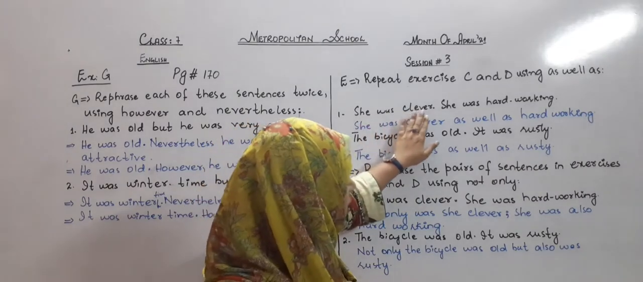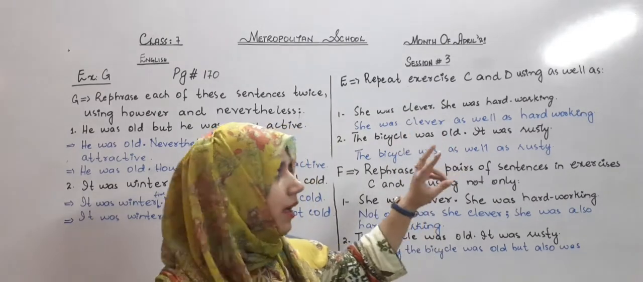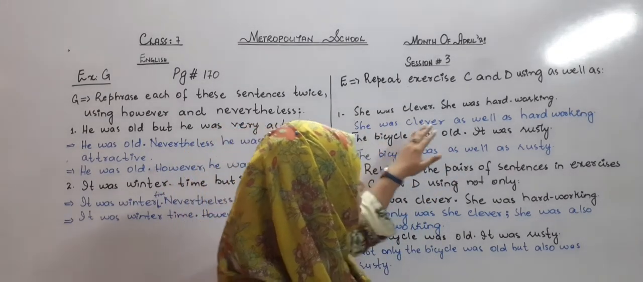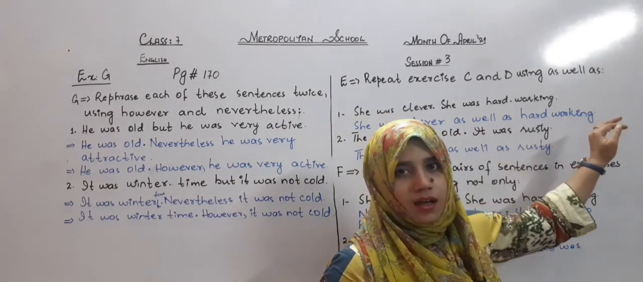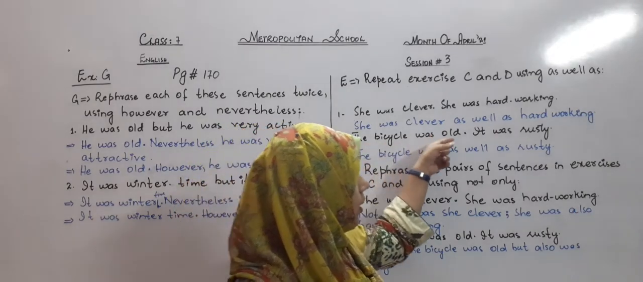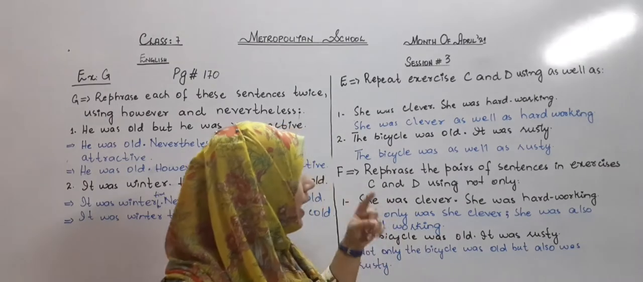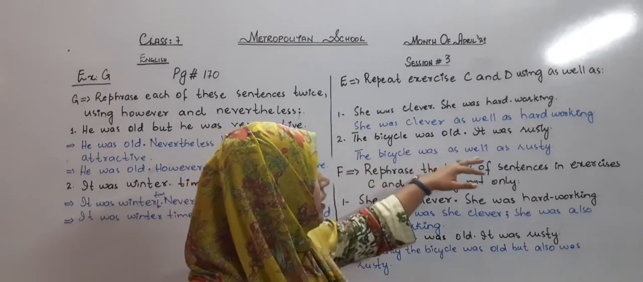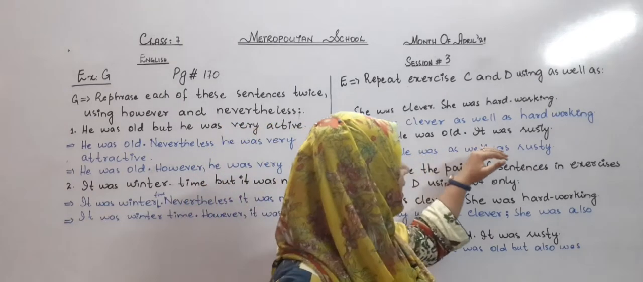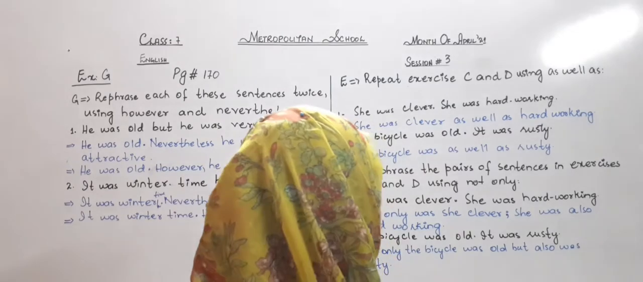She was clever, she was hardworking, right? So these are the two sentences. And what is another way of saying these two sentences as one? That she was clever as well as hardworking, right? Another one is the bicycle was old, it was rusty. So both are two sentences, right? So how can you change two sentences into one by using one conjunction? That is, the bicycle was old as well as rusty, right?